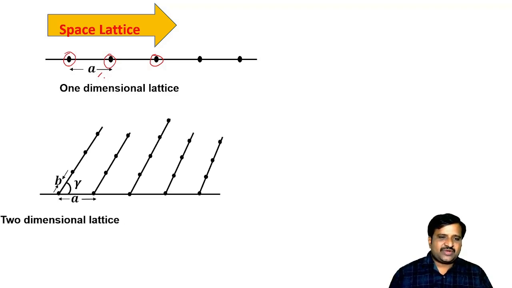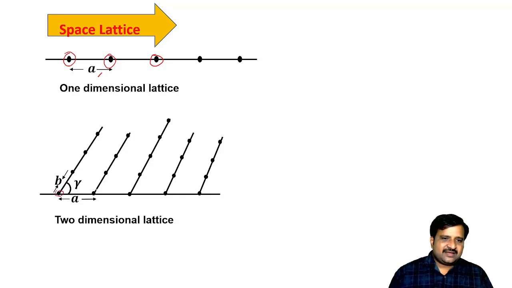Second one is two-dimensional lattice. In two-dimensional lattice, the particles in the crystal are represented in two dimensions. The distance between these particles is A, and in the other direction the distance is B, with one interfacial angle gamma. So for the two-dimensional lattice, two distances between the particles and one angle between these planes, that is gamma, are required to define it.